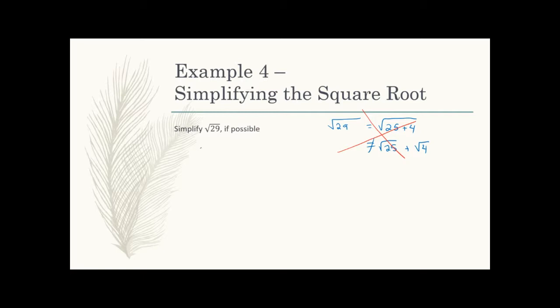29 is a prime number. What that means is that there are no numbers that multiply to 29 other than 1 and 29. So because 29 is prime, we can't actually do anything with it. And so we consider the square root of 29 in the simplified form because you can't split it up. There aren't any numbers that multiply to 29 that we can split this up as.